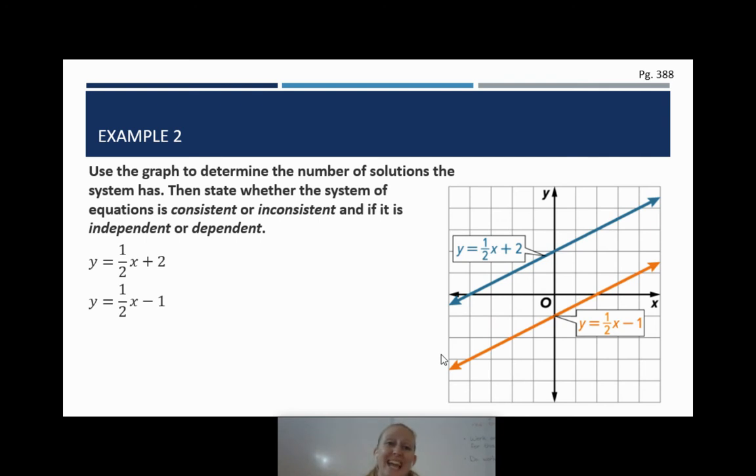Example 2. Do it again. Use the graph, determine the number of solutions a system has, then state whether the system of equations is consistent or inconsistent, and if it is independent or dependent. Hit pause, write it out, hit play when you're ready to check your work.